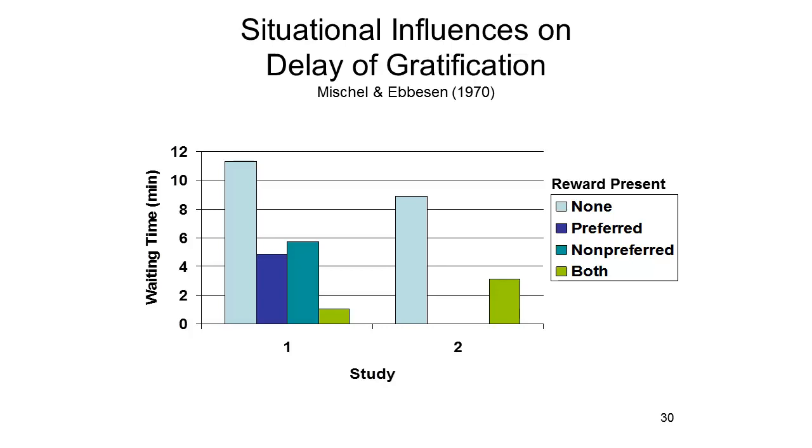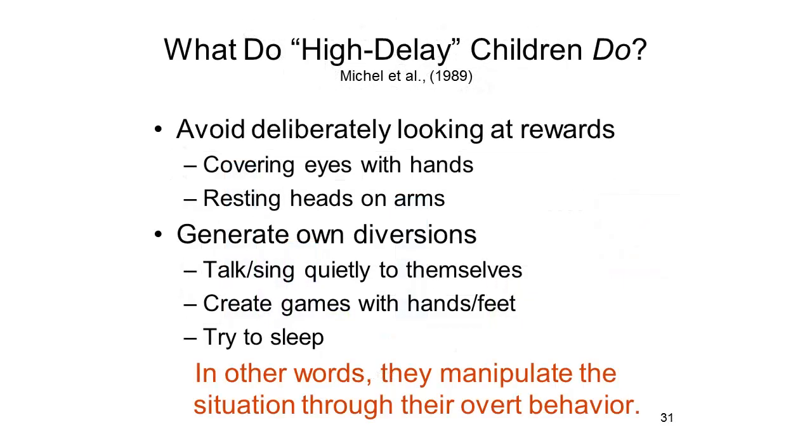If either the preferred or the non-preferred reward was left with the child, waiting time decreased. And if the child was left to wait in the presence of both rewards, waiting time dropped almost to 0. Young children simply cannot delay gratification long when they're delaying in the presence of a reward. And the experiment clearly shows the influence of the situation, whether the rewards are present or not, on the child's behavior. That's all well and good.